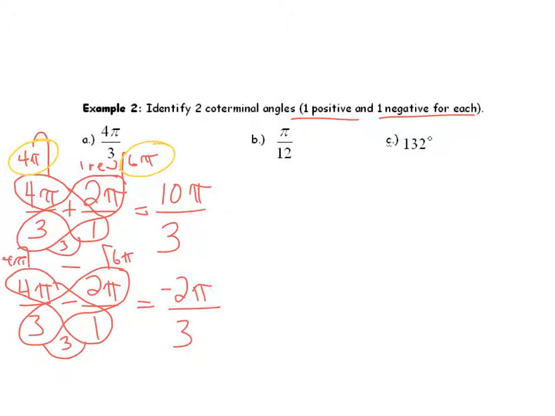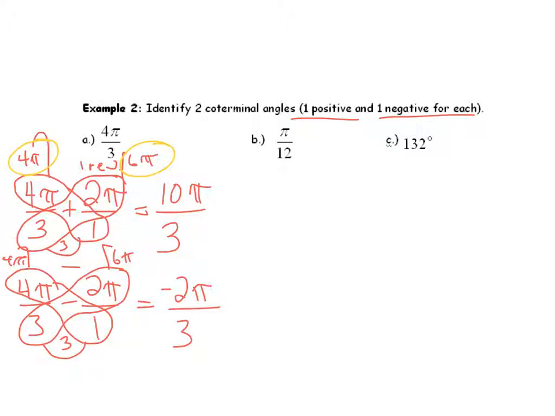Okay. So this is just if you're fraction phobic. I'm just adding fractions, Zach. So go back to the way you know how to add fractions. You still just find a common denominator. So 4 pi over 3 plus 6 pi over 3 would be 10 pi over 3. Then I did 4 pi over 3 minus 6 pi over 3. That's negative 2 pi over 3.